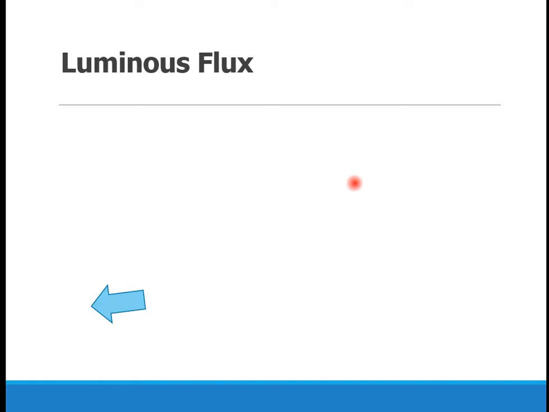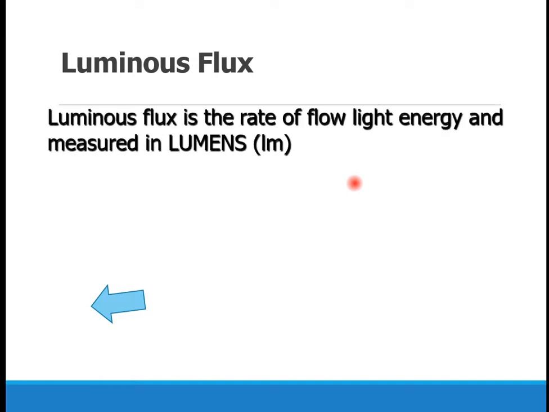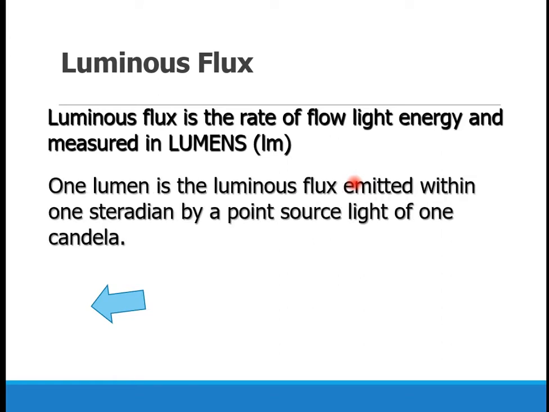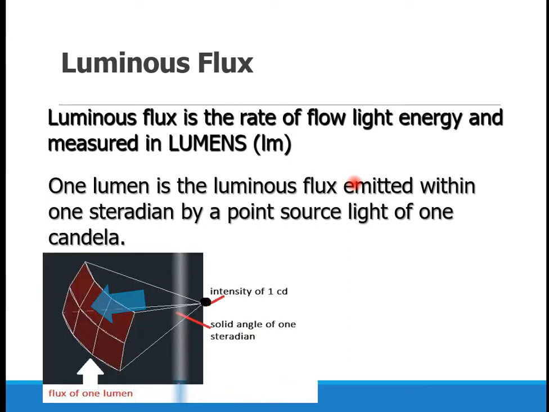Another terminology is the luminous flux. This luminous flux is the rate or flow of light energy and is measured in lumens. So the SI unit for luminous flux is the lumen. One lumen is the luminous flux emitted within 1 steradian by a point source of 1 candela.